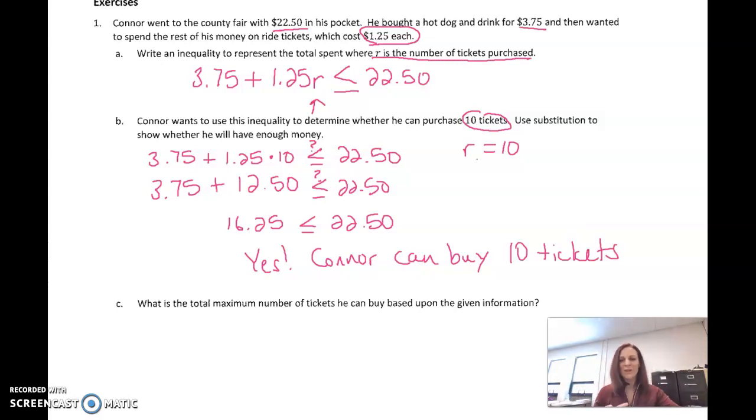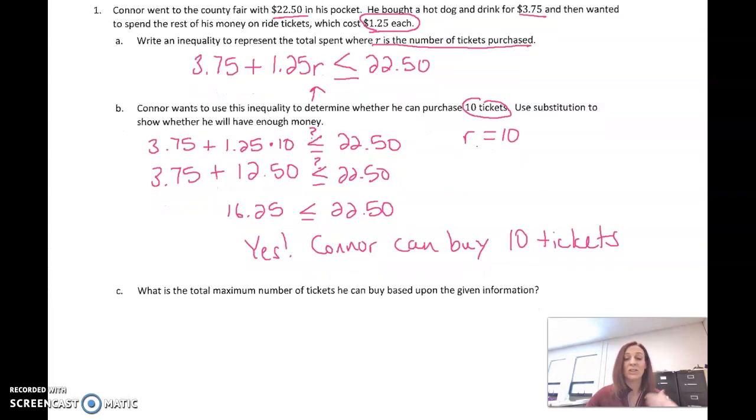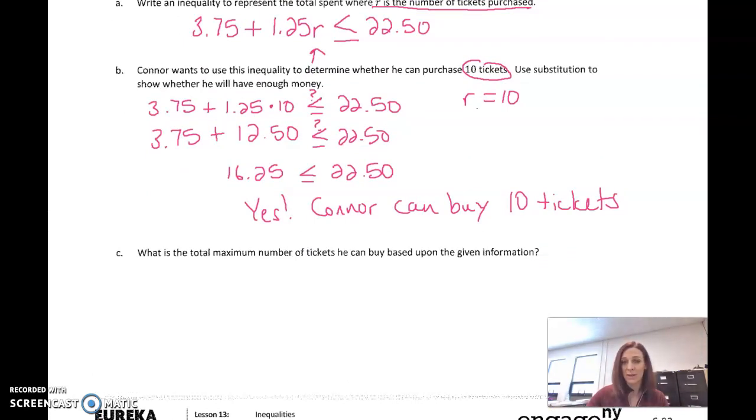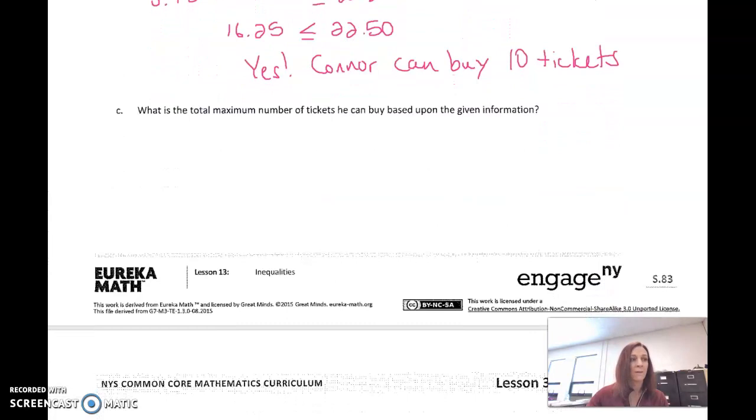But what if Connor wants to know, well, 10's great, could I buy 11? Could I buy 12? Could I buy 13? Instead of doing all of that math, we can do it one time and figure out how many tickets he can buy. So this is called solving the inequality. And the good news is we're going to solve these inequalities just like we solved equations. So I'm going to rewrite my inequality down here. $3.75 plus $1.25 times R is less than or equal to $22.50.